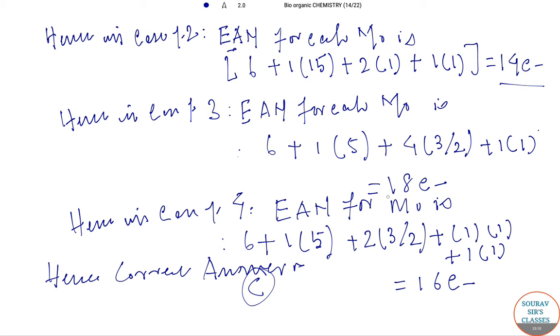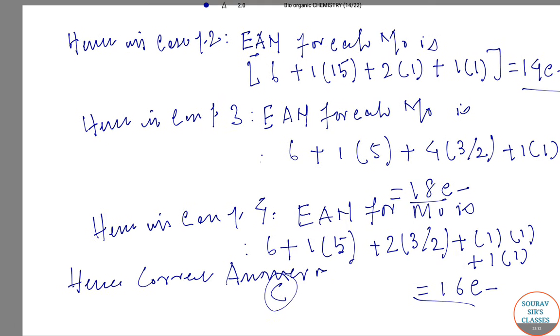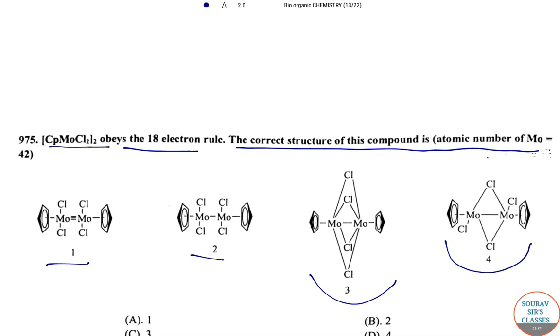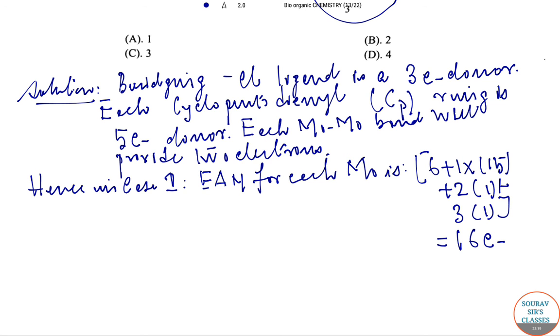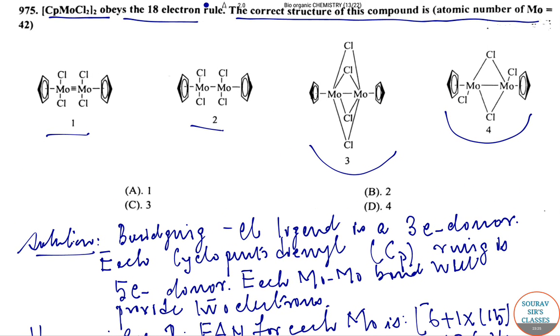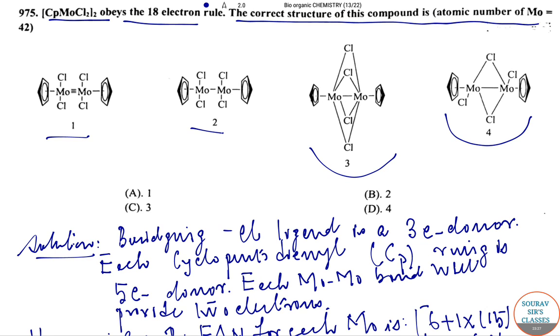We have 14 here, 18 here, 16 here, and in case 1 we have 16 over here. So the question asked was the correct structure of this compound, and it is number 3. This one is the correct structure of this compound. Now let's go ahead.